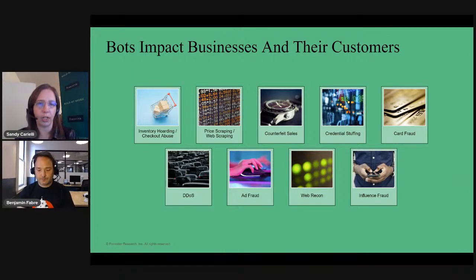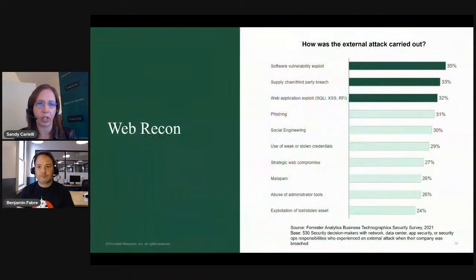Let's move for a second and talk about the security flaw element of this. Web recon bots are something that we don't talk about as much, but they do have a role in the bot world. And the role that they play is in really flooding a site to find vulnerabilities in the application that they can exploit later.